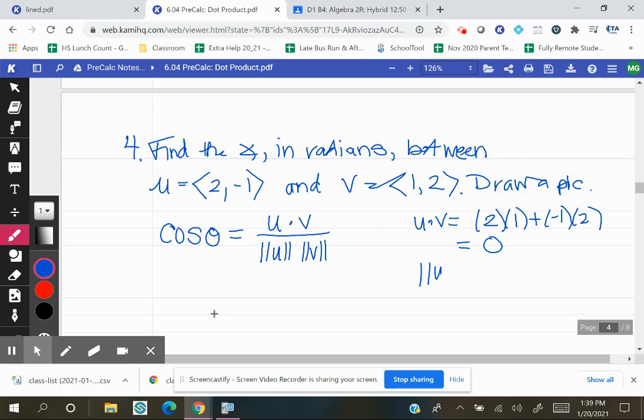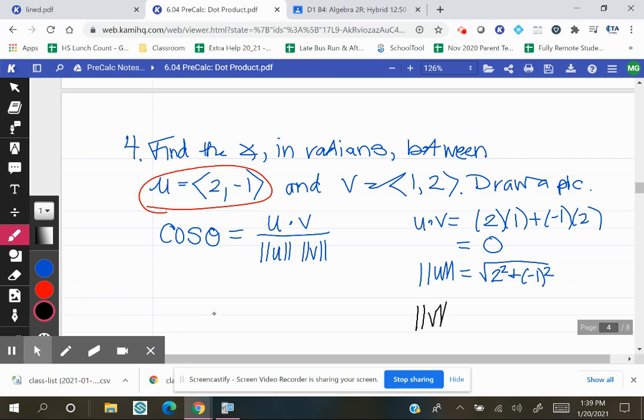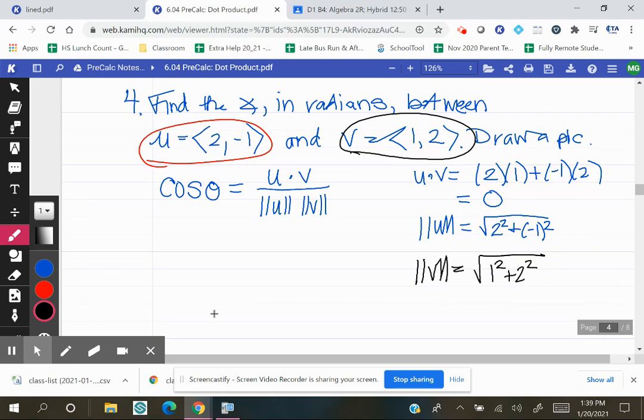Now let's find the magnitude of u. So again, to find your magnitude, you're taking the square root of a squared plus b squared. So that's going to be 2 squared plus -1 squared. And I'm getting those from this vector right here. Next, I'm going to find the magnitude of v. So that's this one right here. So I'm going to take the square root of a squared plus b squared. So another formula you have to memorize. And then you're going to simplify those. So we get 4 plus 1 is 5, square root of 5. And then for v, also square root of 5.